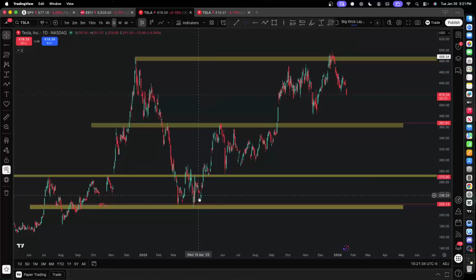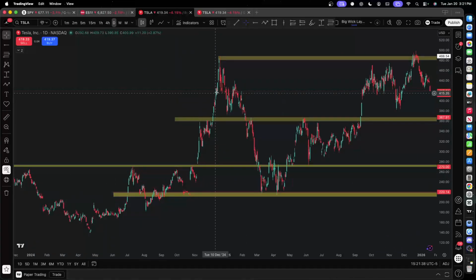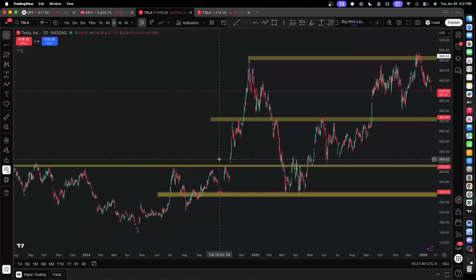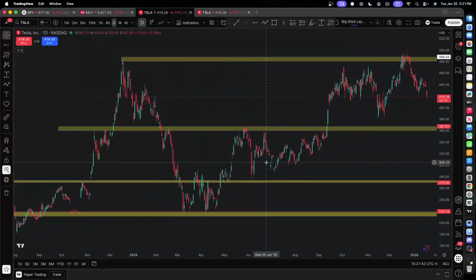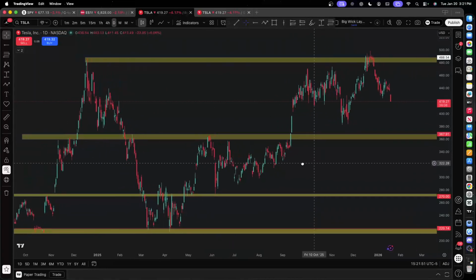Because look at all this. We smashed through, I'm going to find an example. Smashed through this, we ended up retesting it, okay? We smashed through this, we retested. So when we smash through this, how can we not expect a retest? I mean, even to the downside, smash, retest, okay?